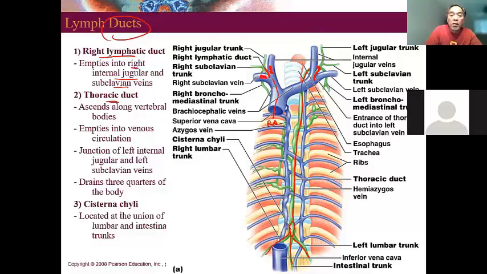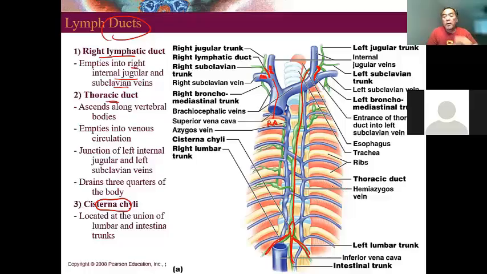Now, the cisterna chyli is also considered a duct, but it enters the subclavian vein indirectly, through the thoracic duct. The cisterna chyli connects with the thoracic duct, and the thoracic duct connects into the left subclavian vein. So the cisterna chyli is a union of the lumbar trunks and the intestinal trunk. That is part of the thoracic duct, so they consider this also a lymphatic duct.